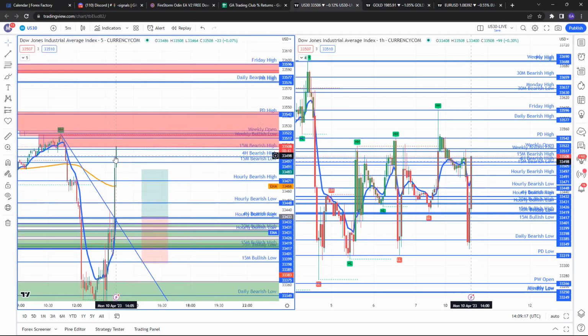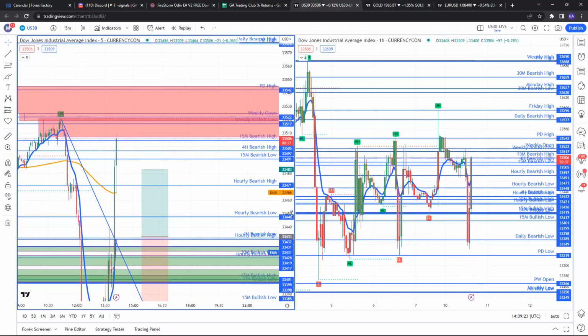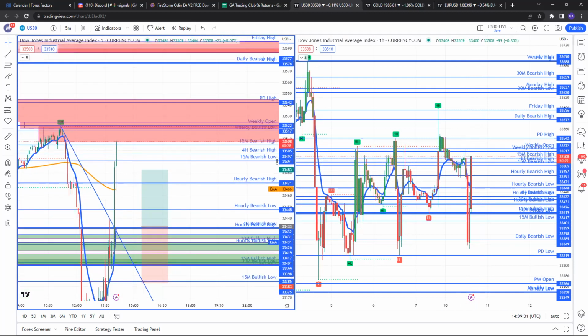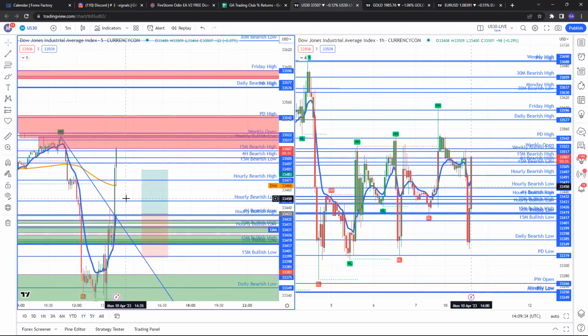So yeah, I'm not going to try to sell US 30 in the supply zones, primarily because of this weekly bullish low. And you can see that we do have a supply zone within a supply zone, and that literally lines up with the weekly bullish low. So I would just rather wait for price to come back to the downside, and then at that point I will look to buy US 30.